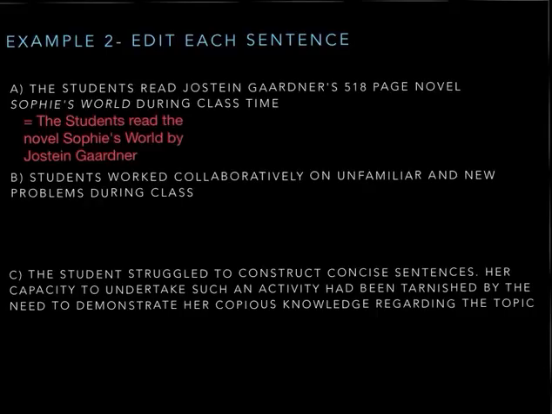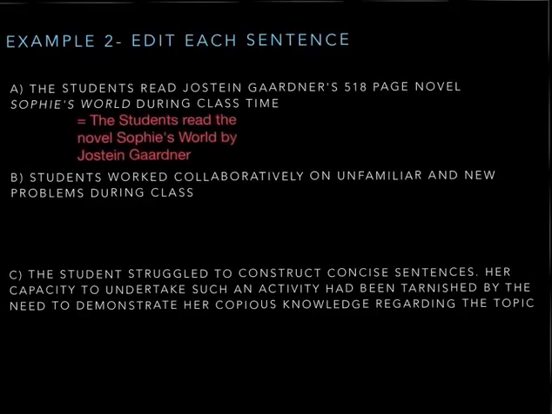So as you can see, by condensing this sentence to the students read the novel Sophie's World by Justine Gardner, you are still conveying the same idea and the same messages. However, it's just less words used, so it's more concise and it avoids reader confusion, which is what we mentioned before. Okay, so looking at the next two examples, both of them do follow the same method.